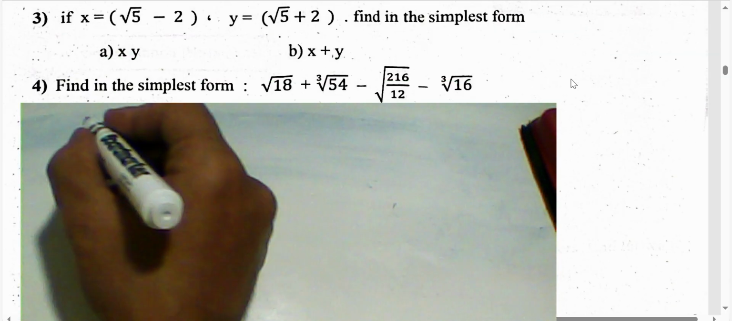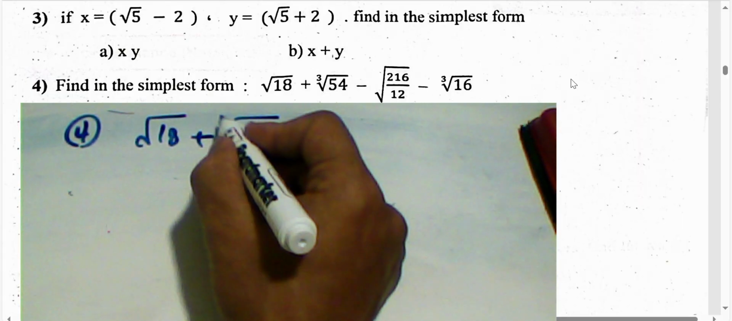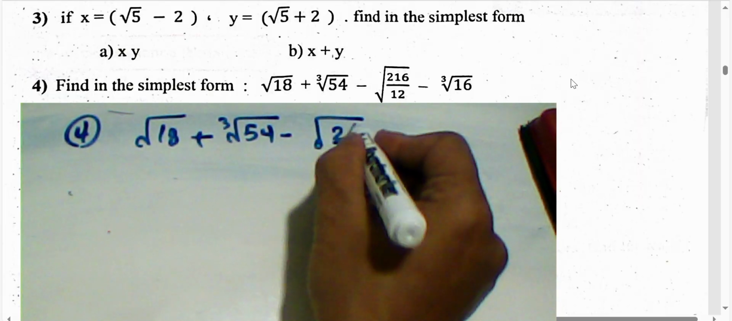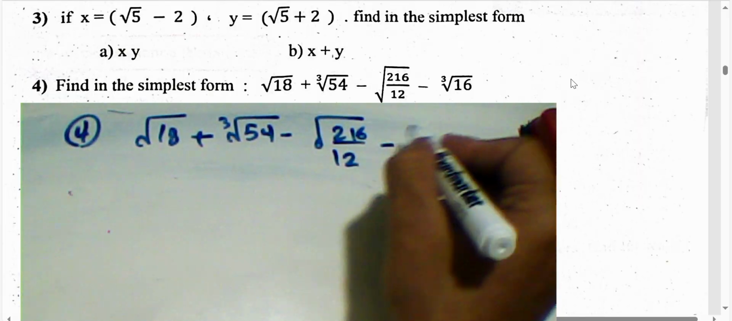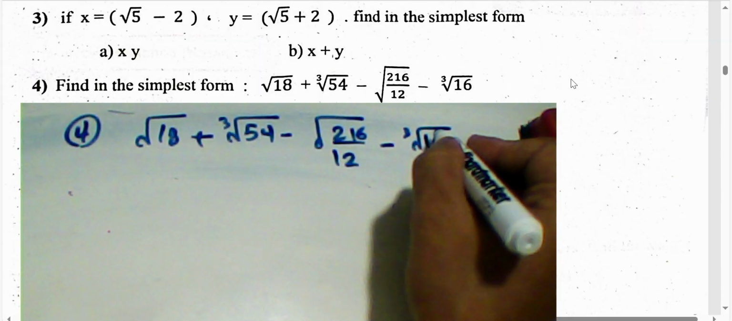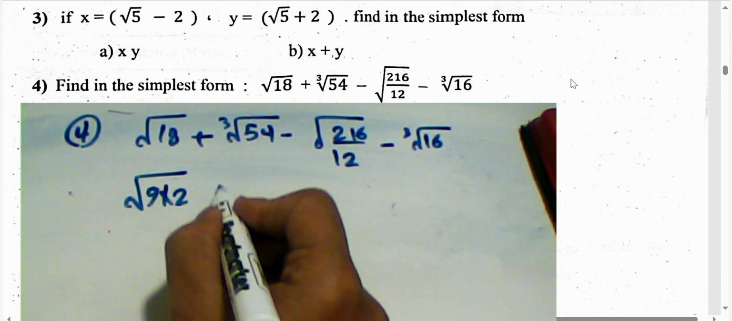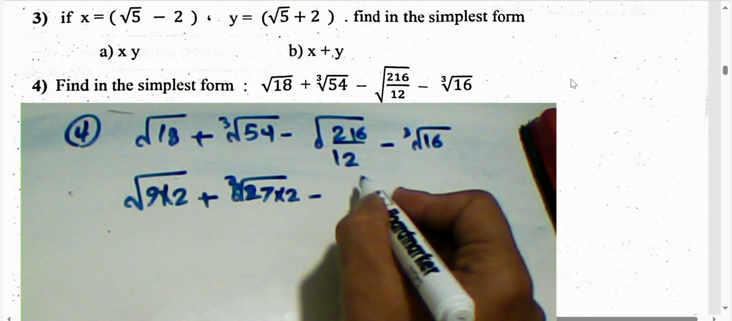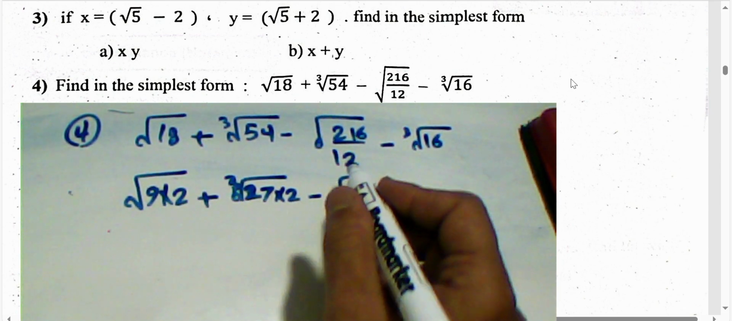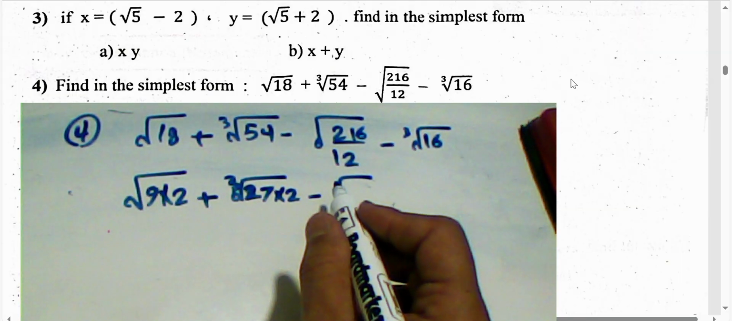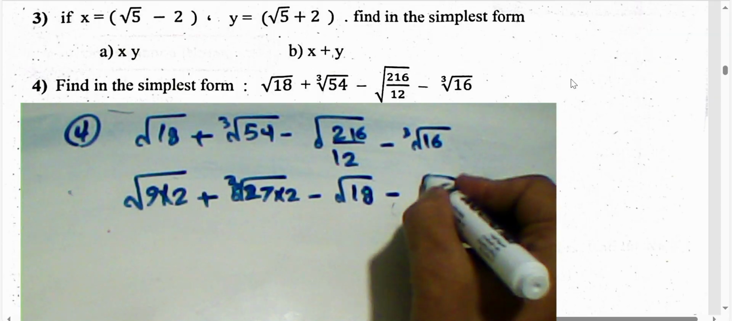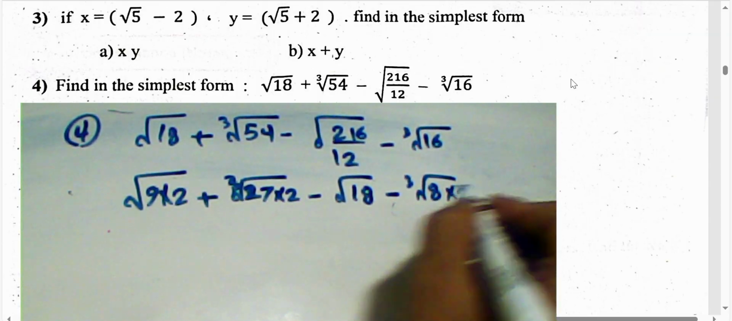Next question, number 4. Square root of 18 plus cubic root of 54 subtract by square root of 216 over 12 subtract by cubic root of 16. This number we can write 9 times 2, and here we write 27 times 2. 216 divided by 12 equals 18. And cubic root 16 equals 8 times 2.